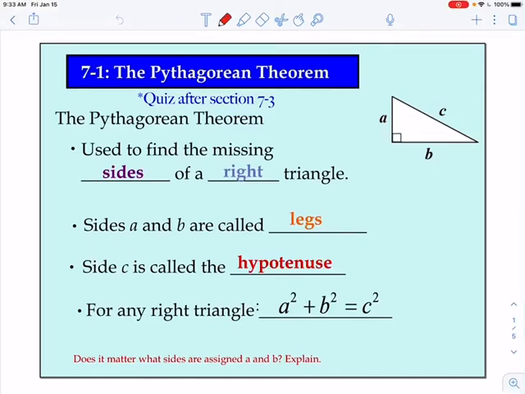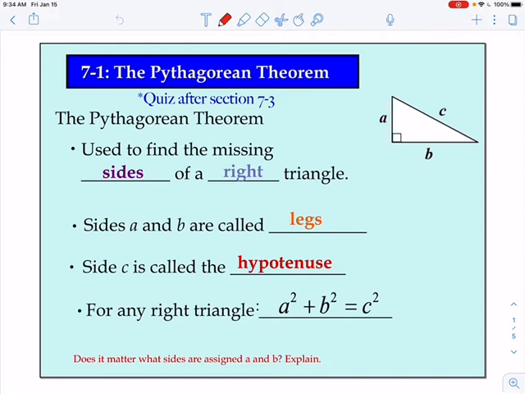So today we're going to start chapter 7, and 7.1 is called the Pythagorean theorem, and we're going to have a quiz after section 7.3. Okay, so the Pythagorean theorem, you probably remember this from earlier years, is used to find the missing sides of a right triangle. Again, it can only be used if the triangle is a right triangle.